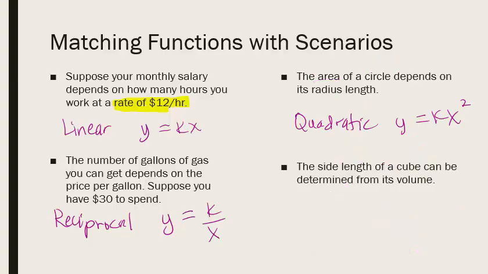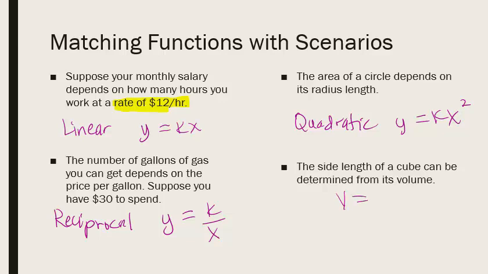And lastly, the side length of a cube can be determined from its volume. One thing I notice is that as the volume of a cube gets bigger, the side length of the cube should also be bigger. So this is an increasing function. But there's a relationship between the volume and side length of a cube, so let's take a look at that relationship.